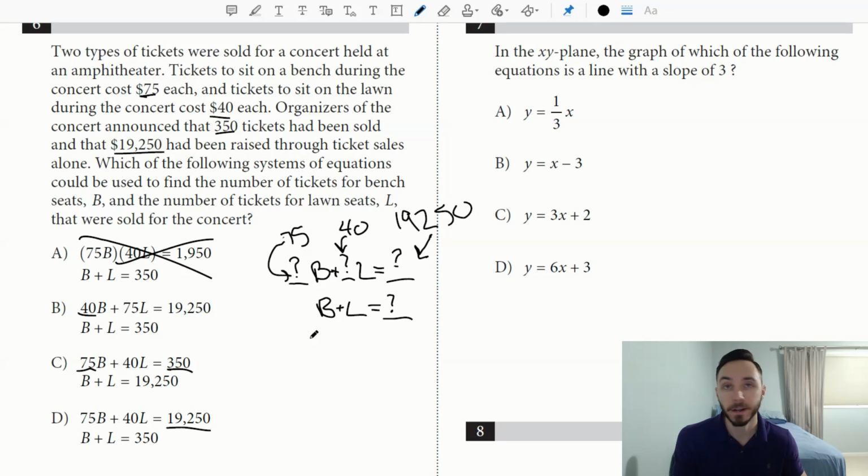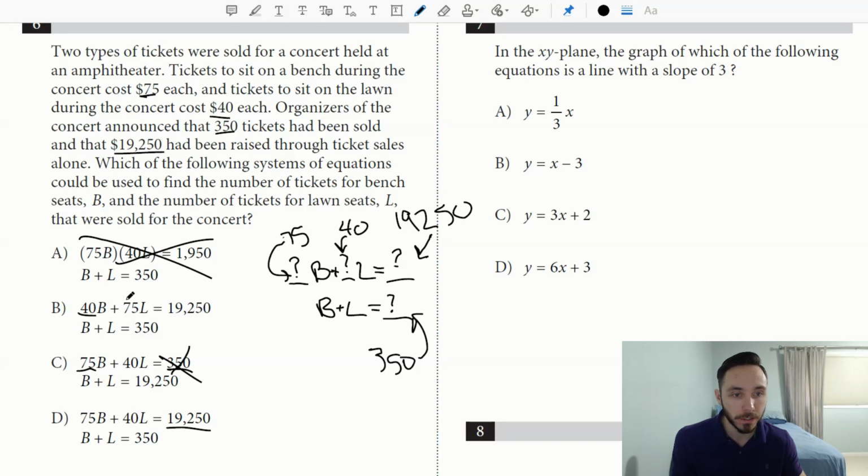This bottom equation right here just represents total attendance. You add up everyone sitting on the benches with everyone sitting on the lawn, and you get the total attendance, which is 350 people there. So we're just plugging in numbers to this shell. That's all we're doing. So if we look at the choices here, this one's obviously wrong because that's the attendance, and we're dealing with money and attendance at the same time, so that top equation's wrong. What do they do? This one looks good.